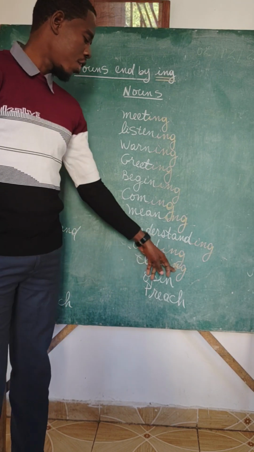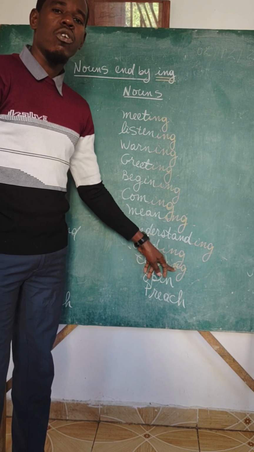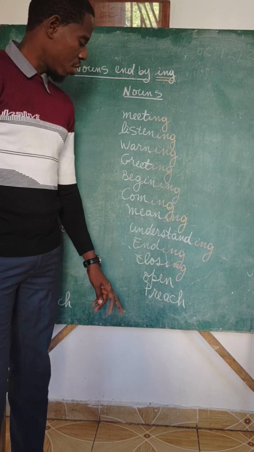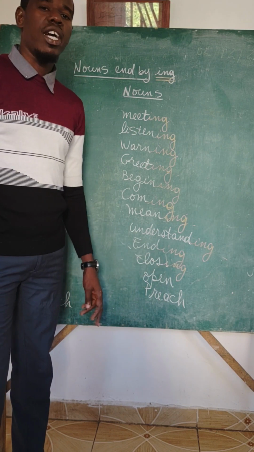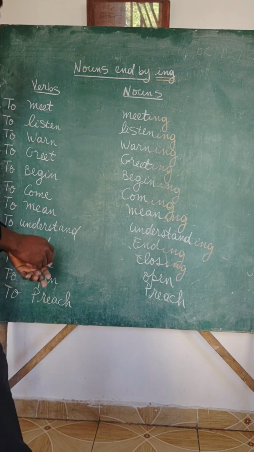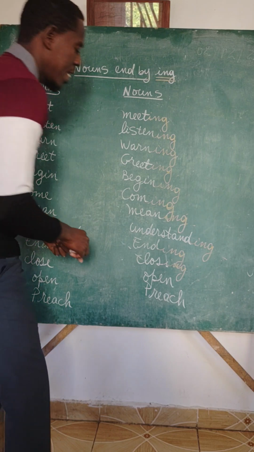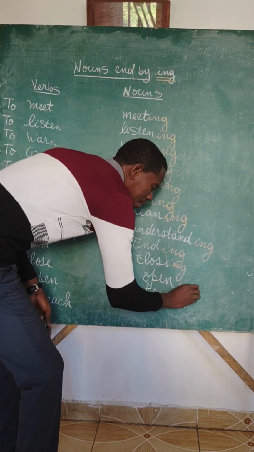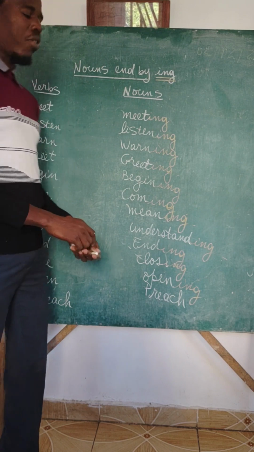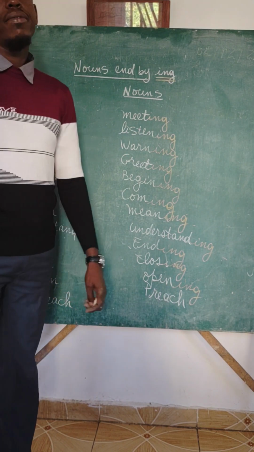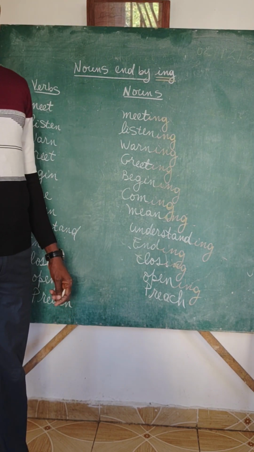The closing of school is going to be in July this year. Okay? Open. Open is a verb. The noun from open is opening. Okay? Opening, open.